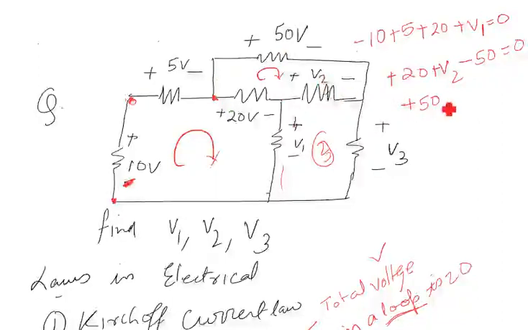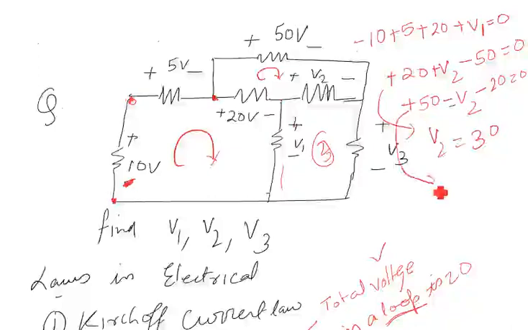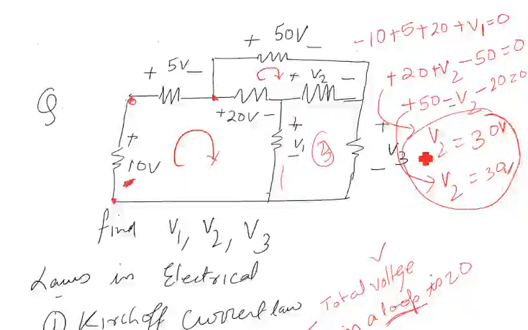Then minus V2. Then plus 20, minus 20 equal to 0. So from this, if you check, V2 is equal to 50 and 30. From this again, V1 is equal to 30. Oh, it's the same. So whether you move clockwise or anti-clockwise, you will get the same result. It does not matter whether it is clockwise movement or anti-clockwise.